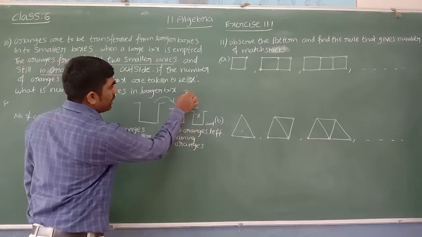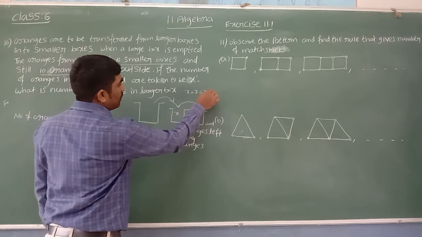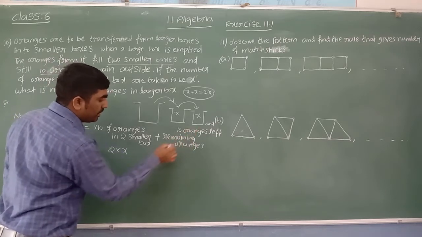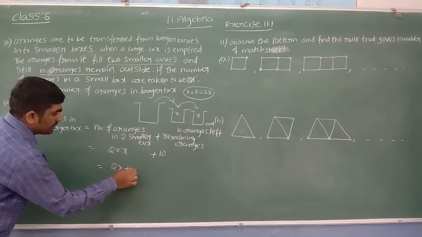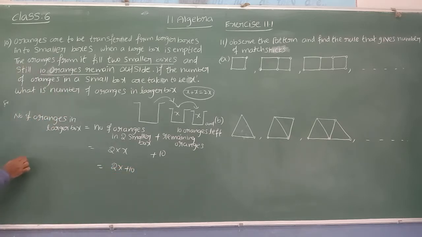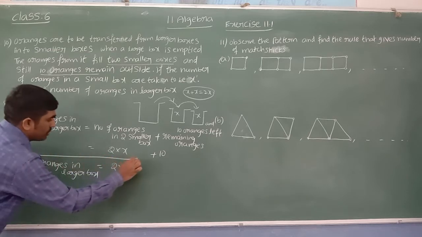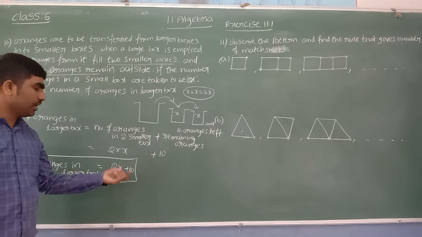Let me explain better. In the first box there are x oranges, in the second box x oranges. x plus x is 2x. Plus the remaining oranges, how many are there? 10 oranges left. So it is equal to 2x plus 10. So the number of oranges in the larger box is equal to how many, beta? 2x plus 10. I wrote a rule by using this alphabet.